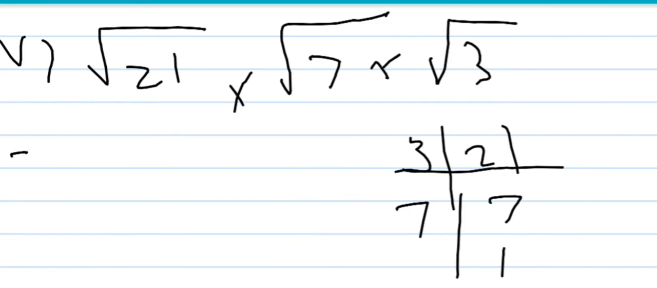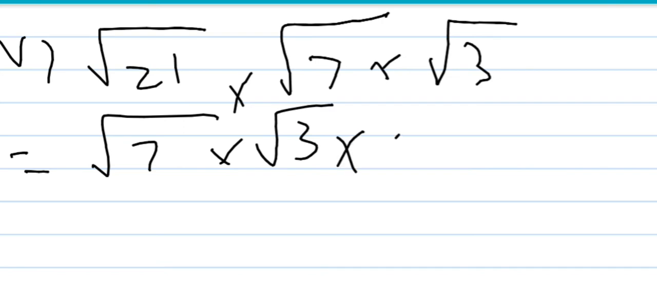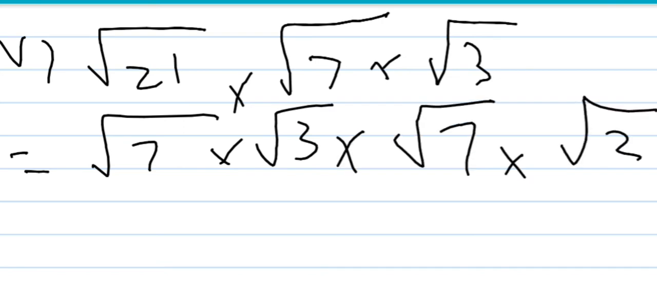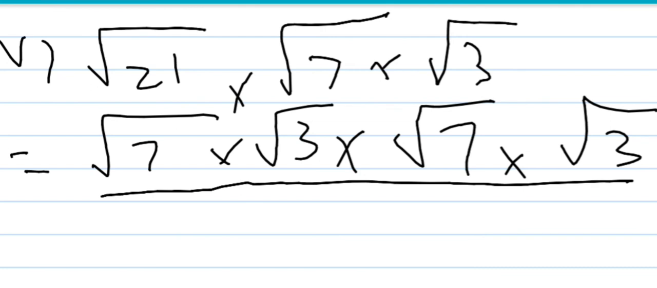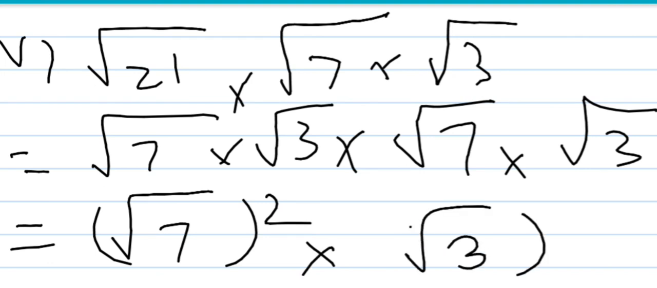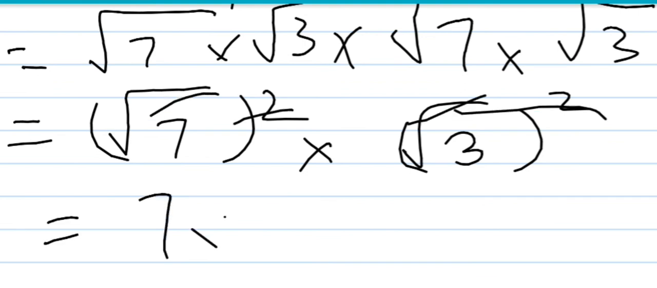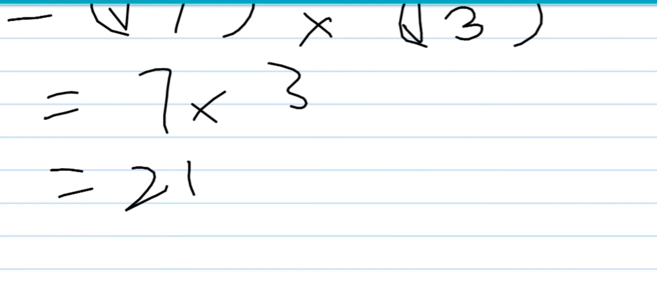I'm raising it first of all. So under root 7 multiply under root 3 multiply under root 7 multiply under root 3. We will take all these as squares: under root 7 whole square, multiply under root 3 whole square. The square and root will be cut off, and 7 multiply 3. 7 3s are 21, and it is the simplest answer.